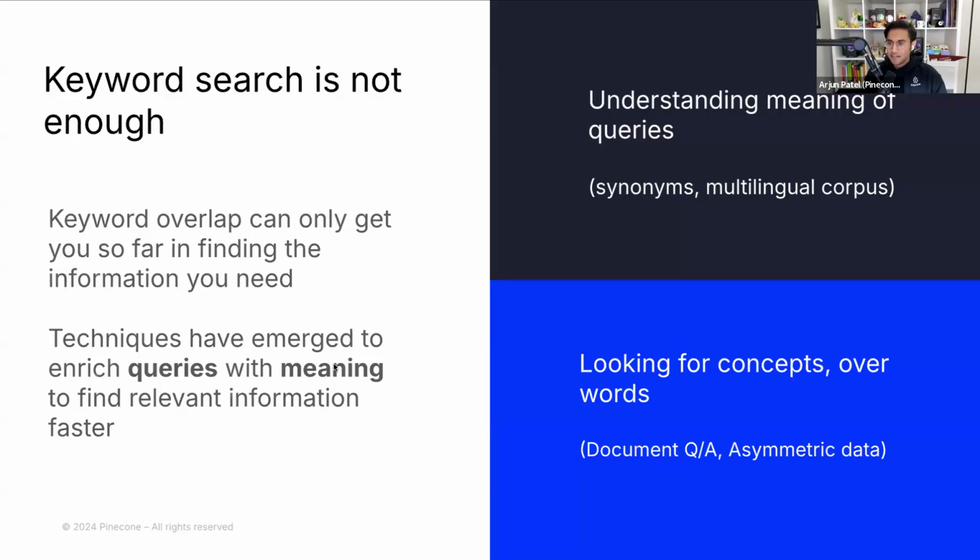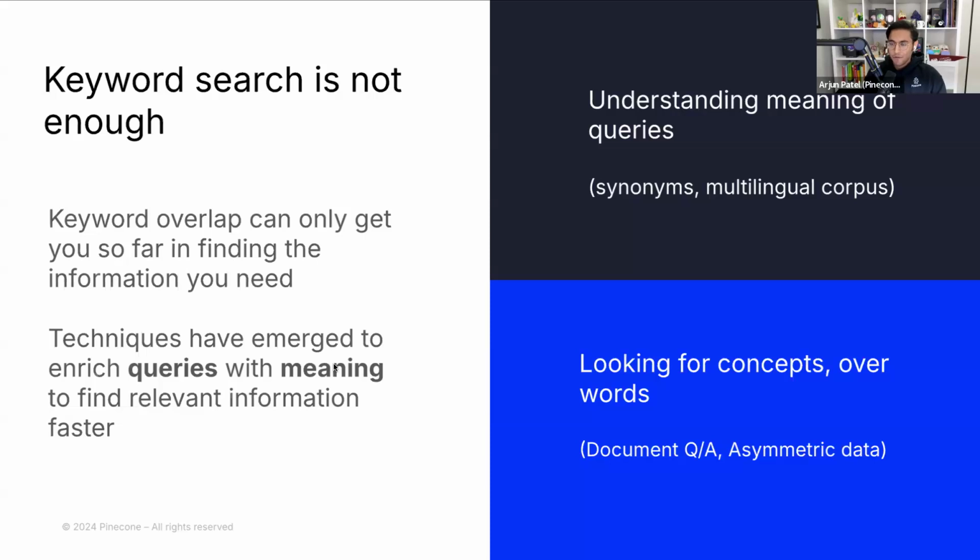The first is understanding the meaning of the queries you're trying to use. For example, you might not know the exact keywords you should be looking for when searching over technical documentation. Or maybe you're working with a multilingual corpus and you're querying in one language and needing the results to return in another. In addition to that, keyword search doesn't handle conceptual searching very well. So if you know the kind of idea or thing you're looking for, but you don't know exactly what those documents contain, keyword search is not going to help you with that.